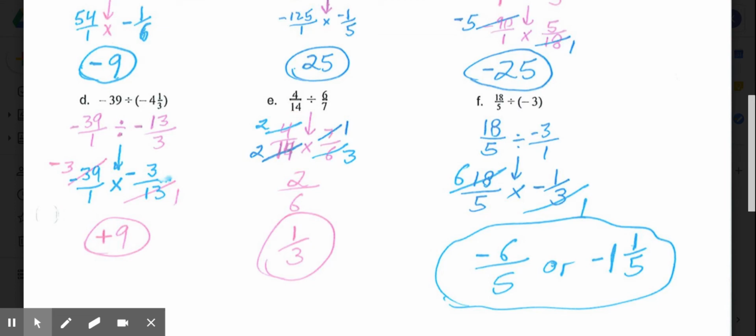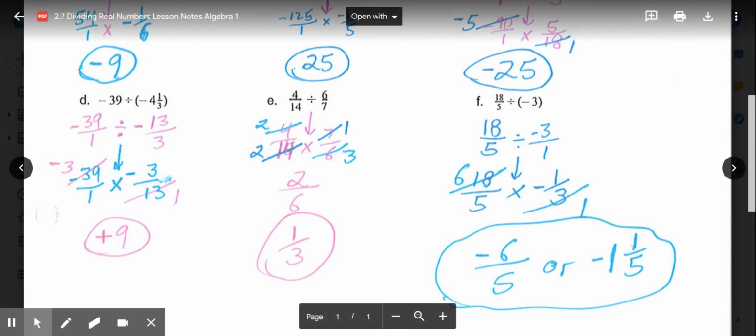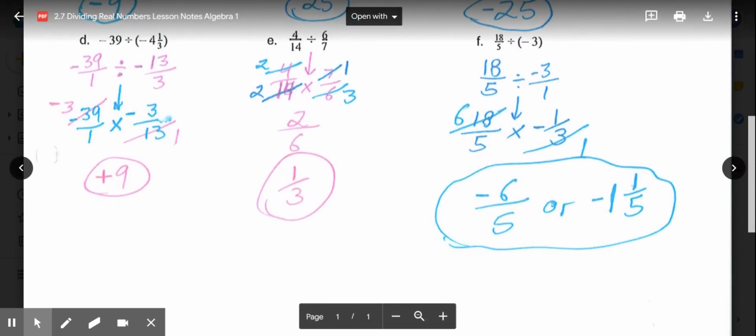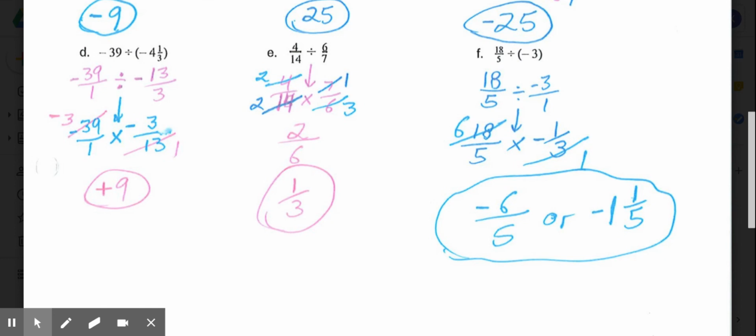So in this case, we end up with 2 times 1 on top and 2 times 3 on bottom. 2 times 1 on top is 2. 2 times 3 on bottom is 6. And 2 over 6 can be further simplified by dividing both by 2, and we end up with 1/3. And then our final example, F. We have a fraction divided by a whole number.